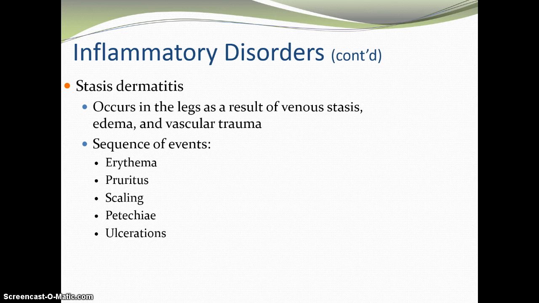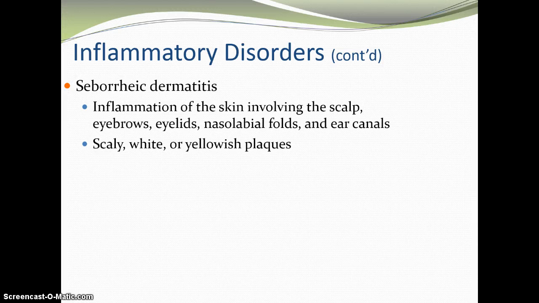Stasis dermatitis is one of those that you will see in your patient's legs as a result of venous stasis, edema, or vascular trauma. And again, these are just where you're going to see some redness, itchiness, scaling, maybe even little petechiae. Petechiae is just little tiny dots, remember, flat lesions. As well as they can also become, if they're not taken care of, ulcerated. And you will see more sores, almost looking like pressure ulcers.